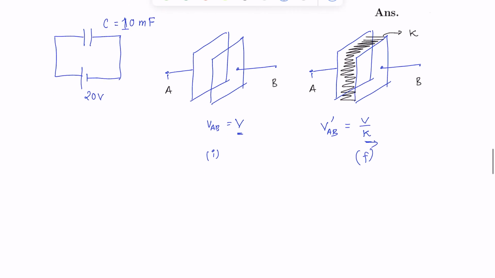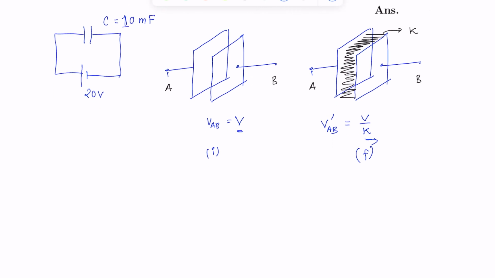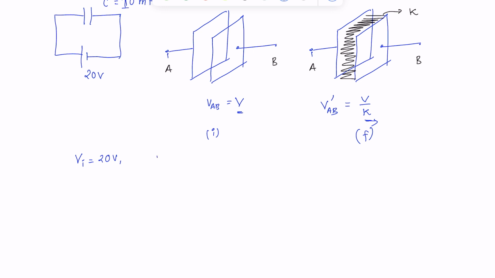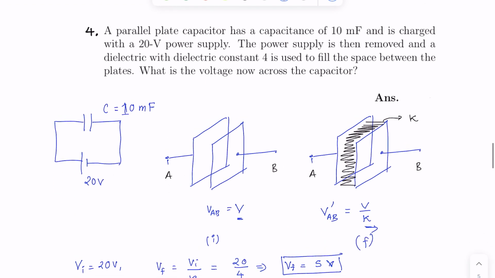So in our case we have V initial, let's say 20 volts. After you have inserted the dielectric, V final is going to be V initial divided by the factor, and that number is the dielectric constant, which is given to us as 4. This implies that the final voltage is 5 volts. That's your answer. Let's see if that is correct.